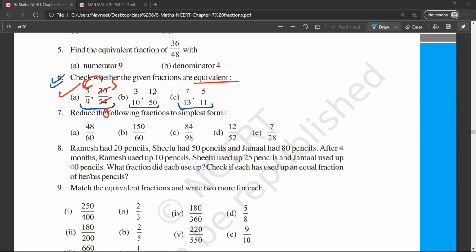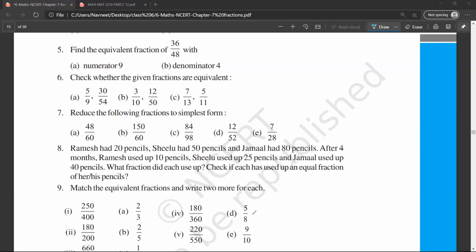See, you can reduce this. How can I reduce this? I will divide by 2. 2 6s are 12. Can I reduce this further? 6 by 25. Can I reduce this further? No, sir. So are they equivalent? No, sir. Are these equivalent? No, sir. Perfect.